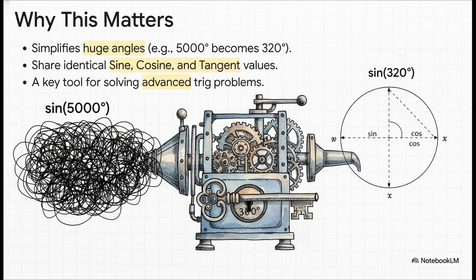Okay, so let's bring this all home. Why does any of this actually matter for you? First, as we saw, it lets you take a crazy angle, like 5,000 degrees, and boil it down to something simple. But second, and this is absolutely huge for trigonometry, coterminal angles have the exact same sine, cosine, and tangent values. That means finding the sine of 5,000 degrees becomes the much easier problem of finding the sine of 320 degrees. This is a skill you are going to use all the time.